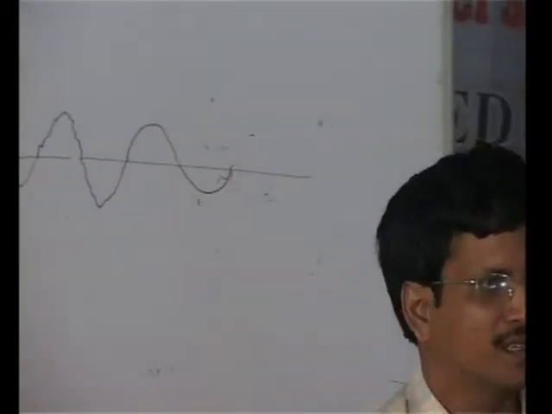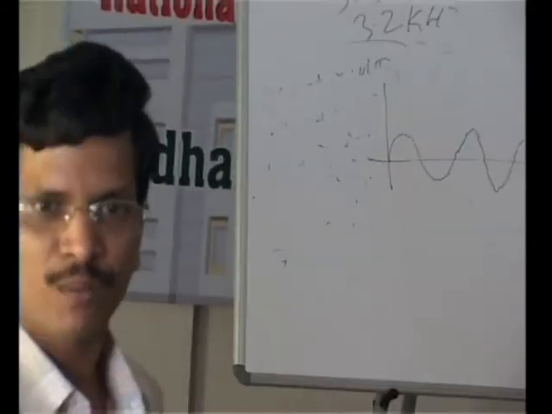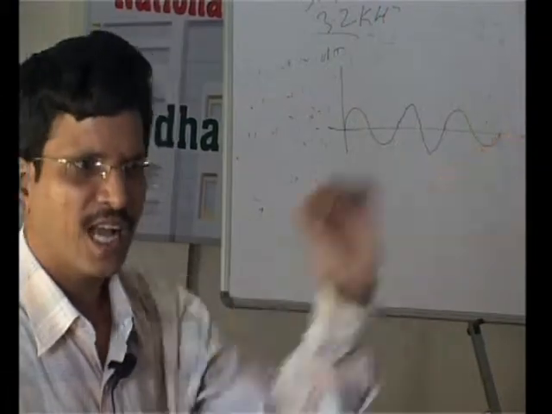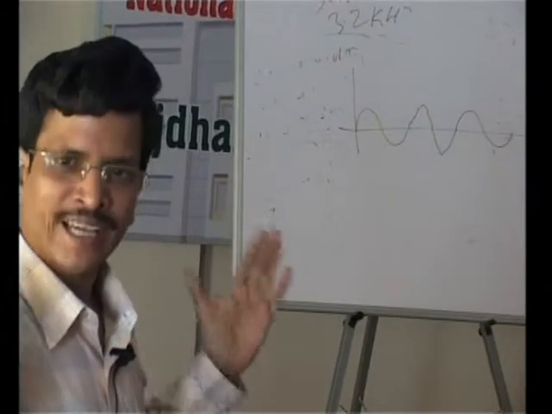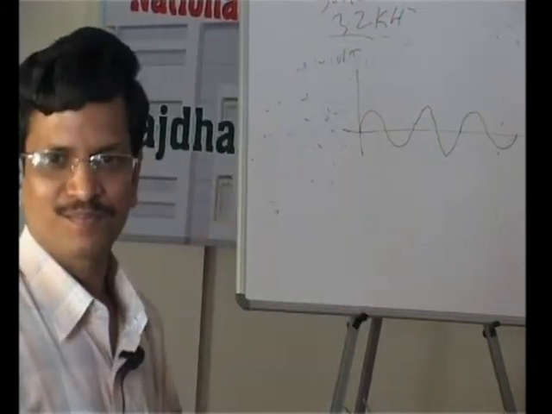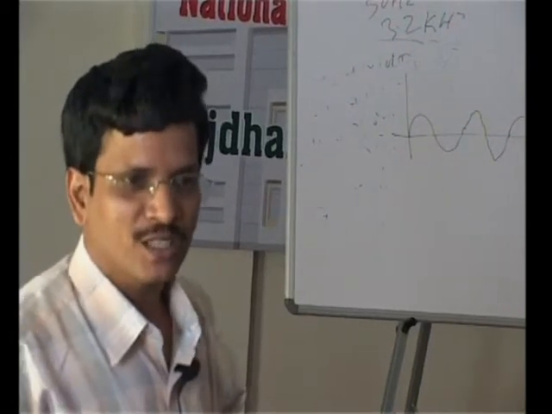This is my signal. How many cycles of the signal have I taken? 3 cycles. See, for the first cycle you have a 50 Hz component. For the second cycle, you have 50 Hz plus some harmonic. For the third cycle, it is again 50 Hz. If you take the FFT, what information are you getting?